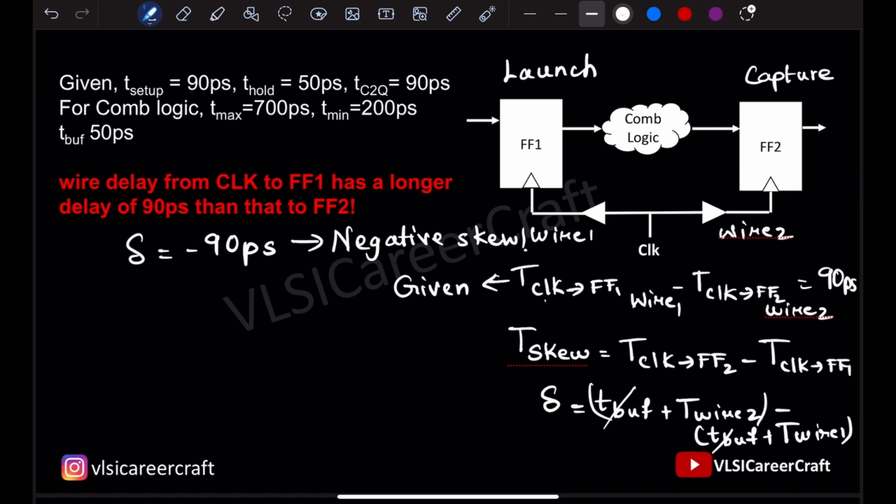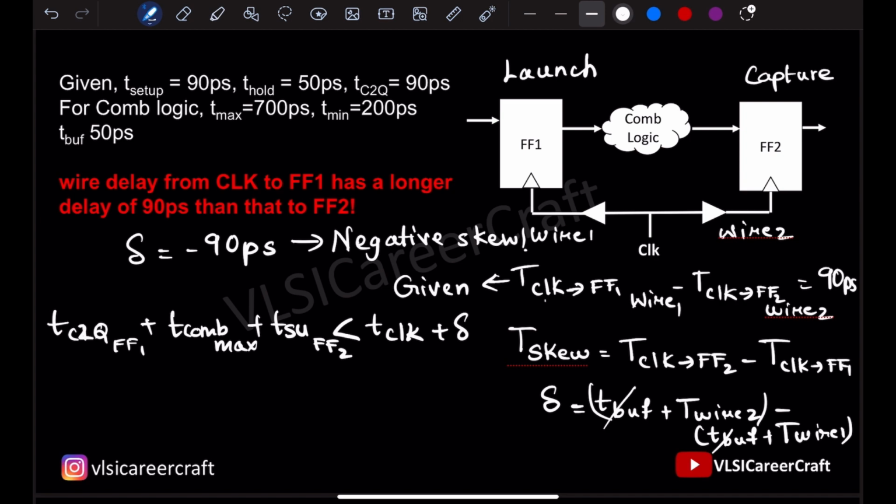So the formula we previously used, right? T clock to Q of flip-flop 1 plus T comb max plus T setup of flip-flop 2 should be less than T clock. Here we have extra skew, so we should include it along with T clock, because for the data D1 to reach D2, there is a skew inserted in the circuit, and that skew should account for the clock period.